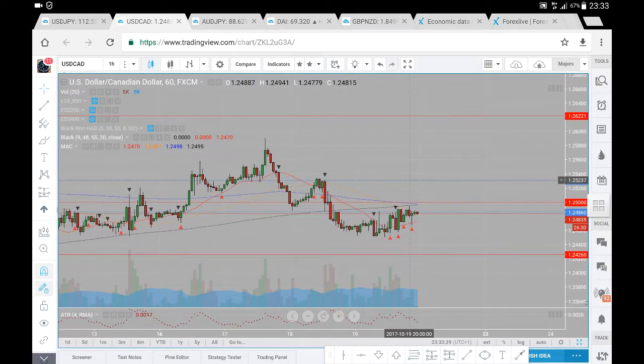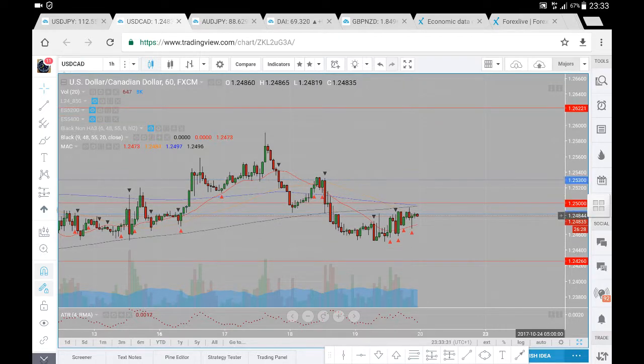So a sell off from 125 should see prices go all the way down to 124.26, which is the next major level of support on the US dollar up against the Canadian dollar.